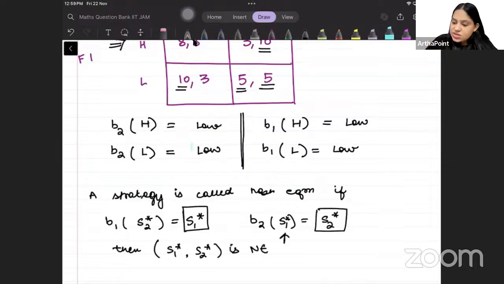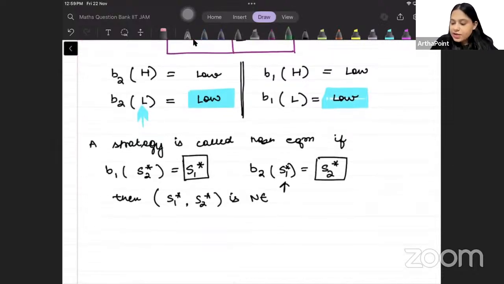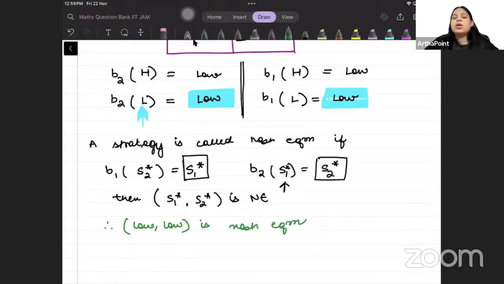So in this case, you have low here and you have low here. For strategy of firm 2, firm 1's best response is low, and for strategy of firm 1, firm 2's best response is low. Therefore, low is Nash equilibrium. Low becomes Nash equilibrium. That's the first part to this question.